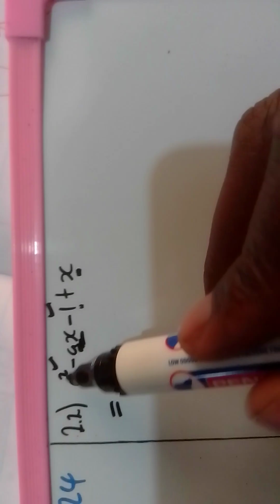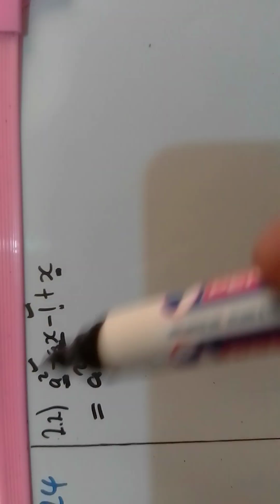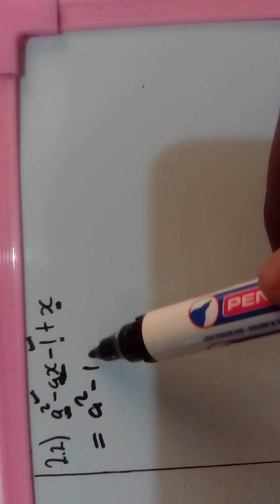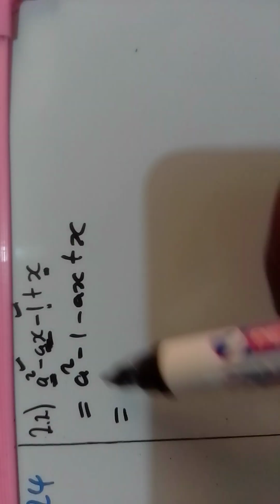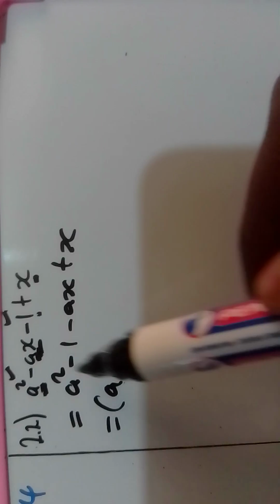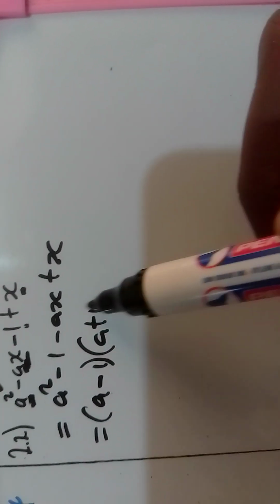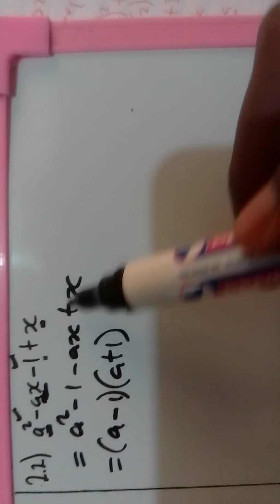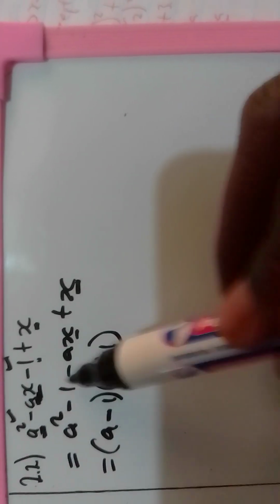So when I'm going to rearrange, I take this a squared and minus 1, a squared minus 1. Why? Because this is the difference of two squares. Then I take this negative ax and I say plus x. So on the difference of two squares, basically I've got a negative 1 in one bracket, and on the other bracket I've got a plus 1. And then here I've got a negative and a positive. I've got x and x, common terms, and there's a negative sign outside.